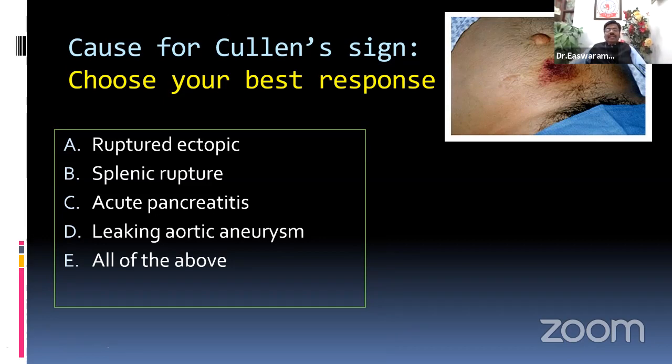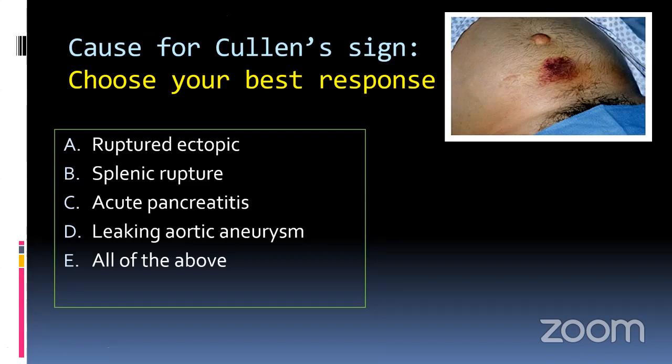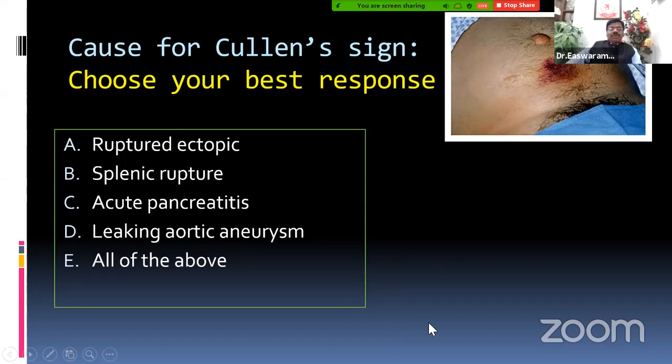Yes. Karshini. Yes, go on. Sir, all of the above, sir. All of the above. Let me see.